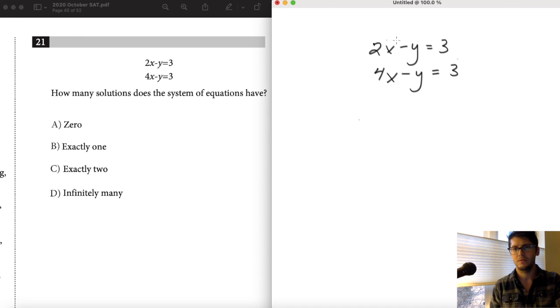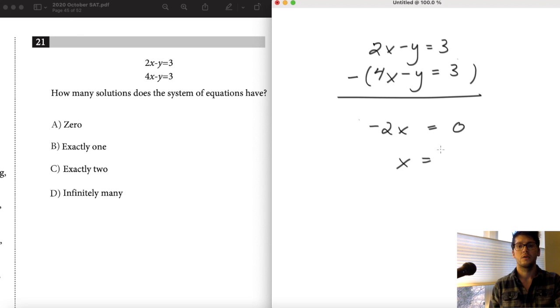I don't like to do substitution on this test. I've seen too many times that goes wrong. Let's just subtract the bottom from the top. 2x minus 4x is negative 2x. Negative y minus y, that's the same thing as negative y plus y, is 0. 3 minus 3 is 0. Negative 2x equals 0, so x equals 0. When x equals 0, we have an intersection point.